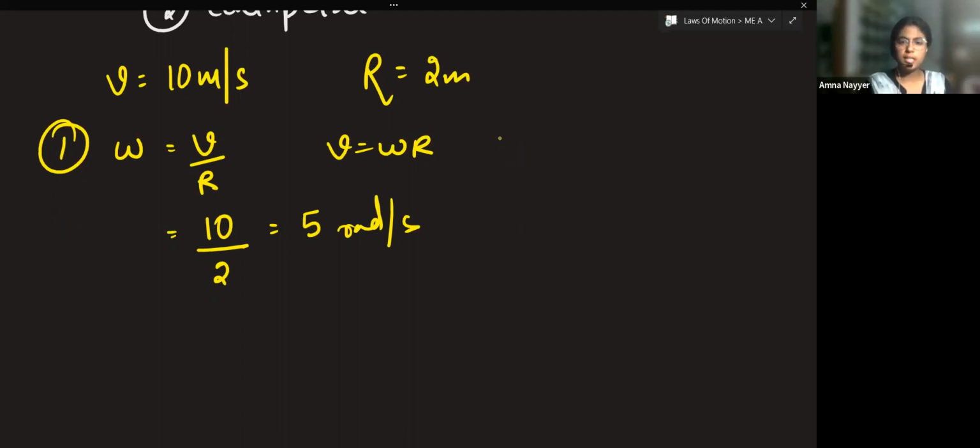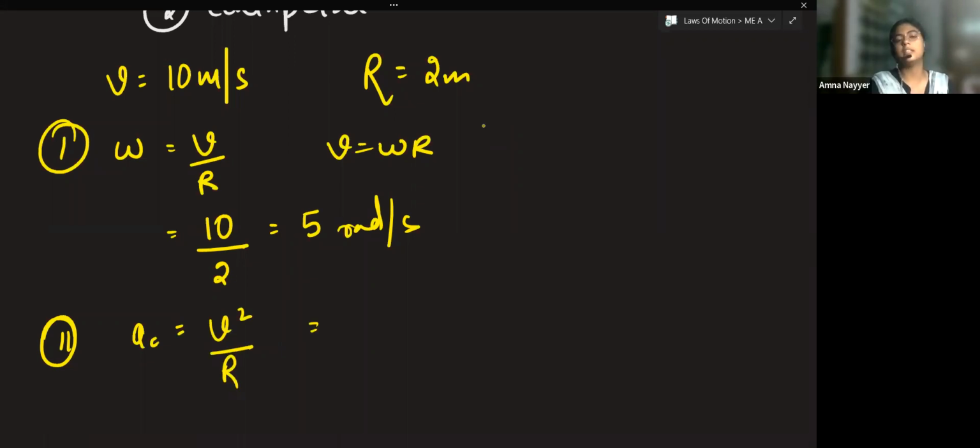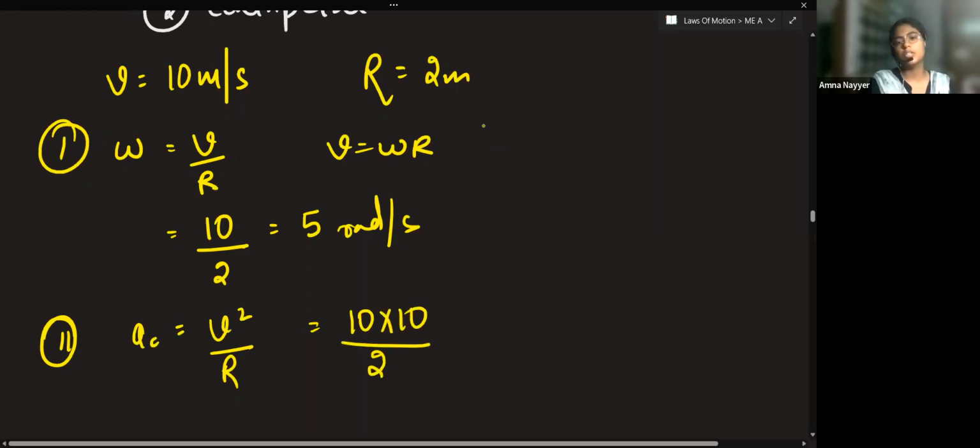So I think, Waziha, you had just inverted it. I think you must have done R by V. That's why it was 1.5. For the second part we have just studied, centripetal acceleration is V square divided by the radius. So V square is 10 into 10, radius is 2. So that gives 50. Centripetal acceleration's unit is meter per second square.